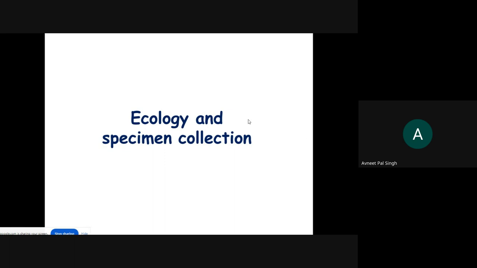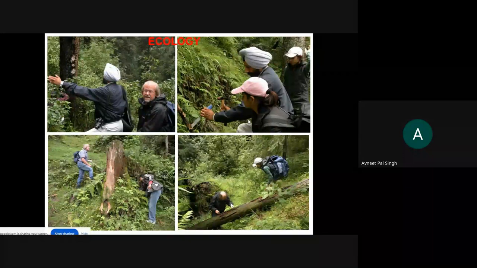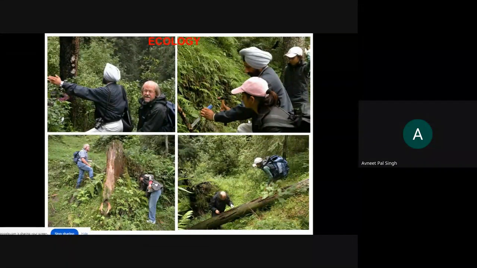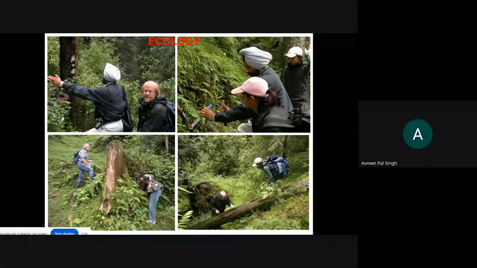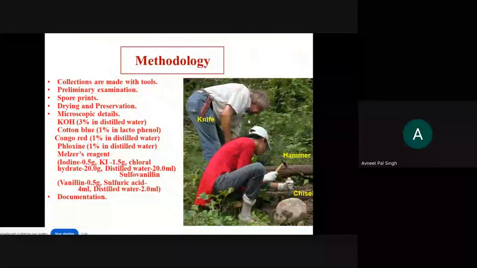I will quickly go through how to look and where to look for these specimens. Since these fungi are basically wood-associated fungi, they grow from tropical climate to the temperate region up to the tree line. And you have to look for logs, stumps, and other wooden substrate lying in the forest ecosystem. That is the perfect place. They love moisture. They love a very optimum temperature for their growth and formation of fructifications.